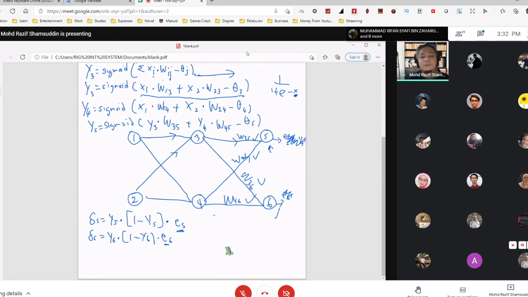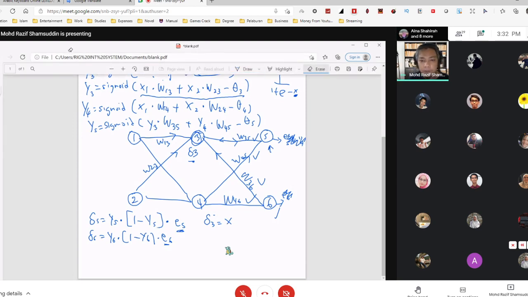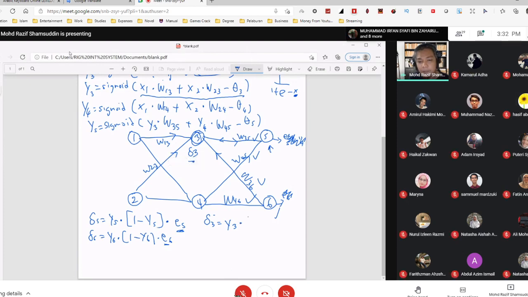Then the error is back propagated through the neurons, because in order to update the weights here, you need to know the error gradient at 3. Error gradient at 3 we don't know yet. So how to calculate error gradient at 3? Input, right? Not input. The output at 3, y3, times 1 minus y3.